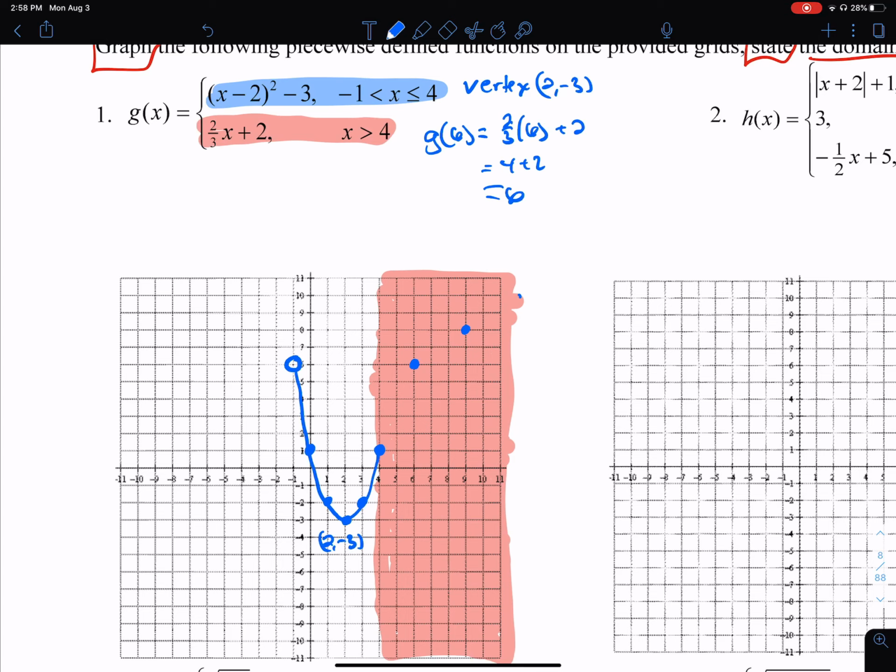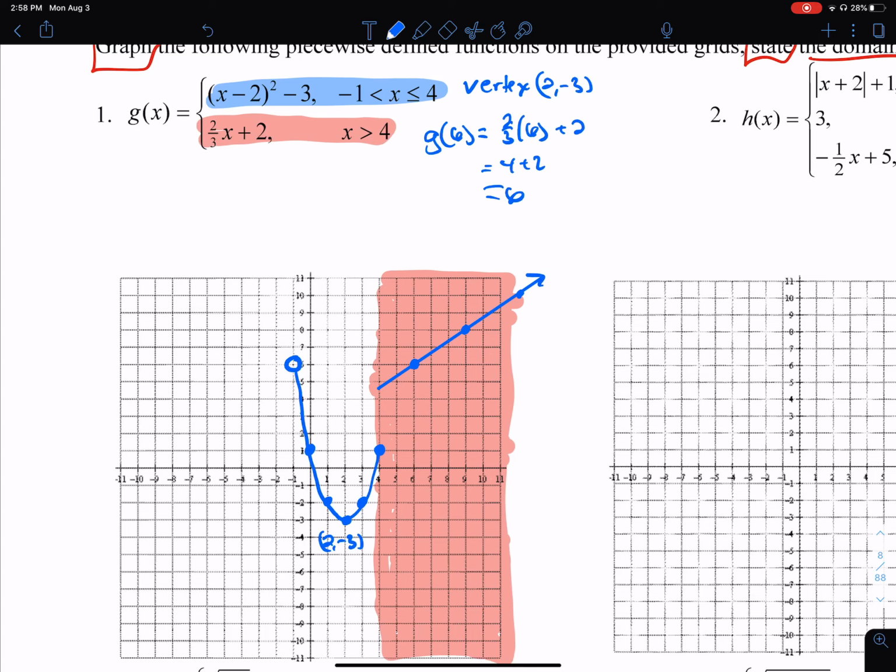Put a dot. I go down 2 and to the left 3. If I do that, I go off of my graph. So I'm going to connect these points with a line segment, knowing that when I hit 4, it's supposed to be an open circle. So I'm going to put an open circle there.